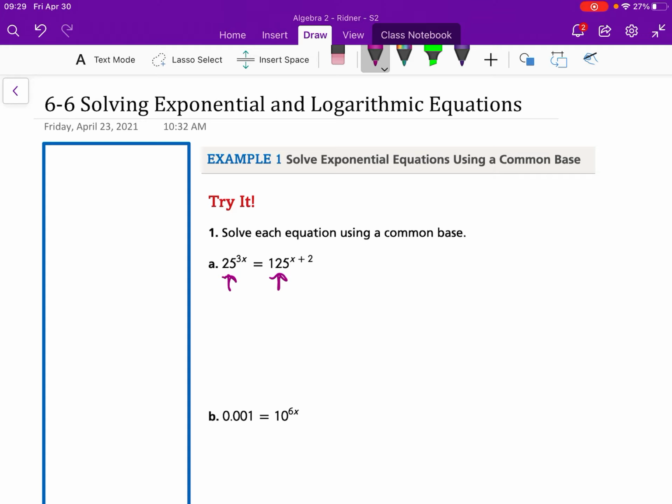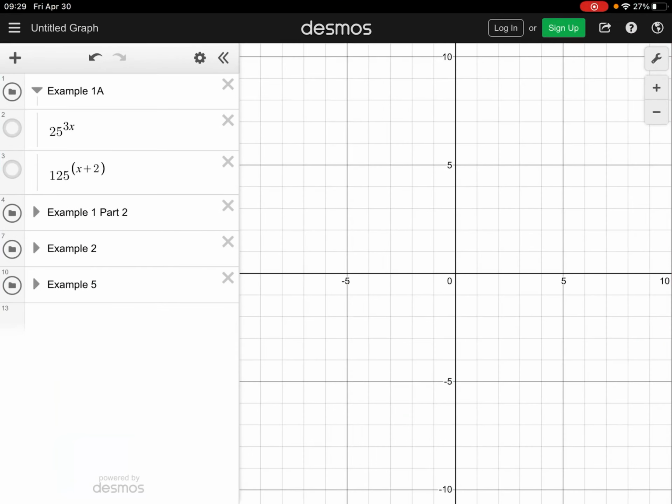And for some of you, you're probably like, oh no, what in the world is she talking about? No worries. We're going to make this as simple as possible by using Desmos or graphing to solve. So let's switch over to Desmos. I already have these pre-typed out.